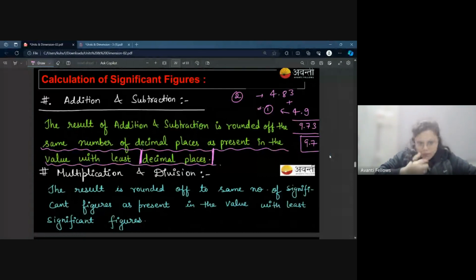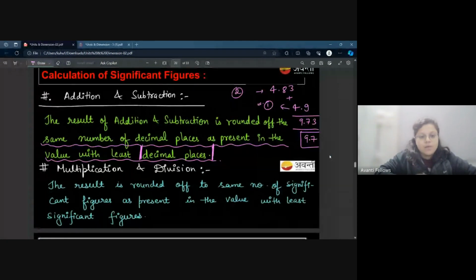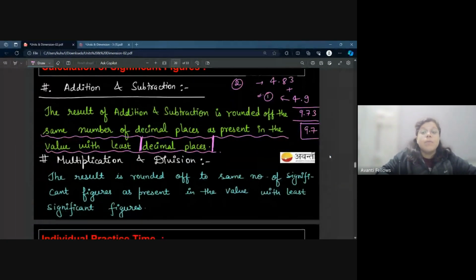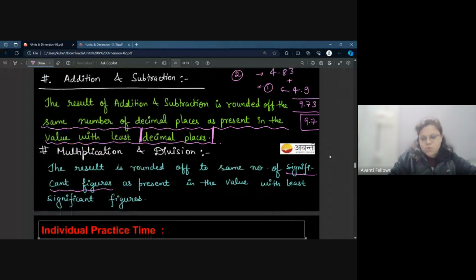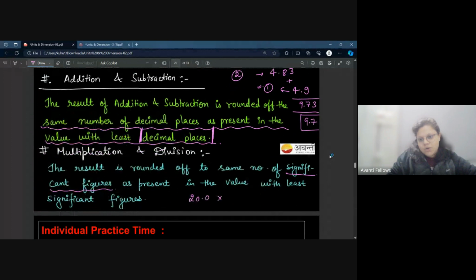Okay. Now let's come to multiplication and division. Here, the result is rounded off to the same number of significant figures as present in the value with the least number of significant figures. For example, let's say I gave you two numbers, 20.0 multiplied by 2.01. First perform the basic multiplication. In this case, it would be 402, okay?